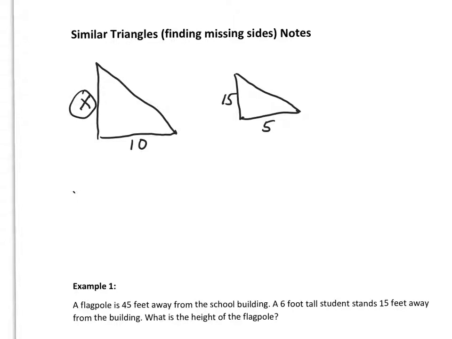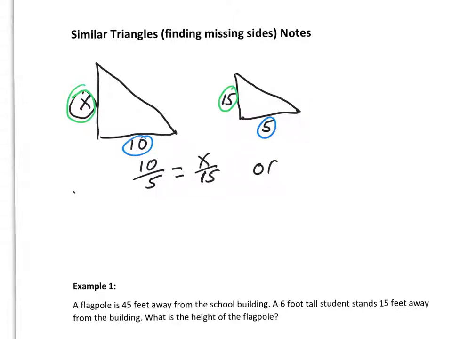So what I would do is set up a proportion, because remember, to be similar, you have to have the same shape and the side lengths have to be proportional. So we could do 10 over 5, because these two match. The 10 matches with the 5, and then the missing side, which is the x, matches with the 15. So 10 goes with 5. We can do 10 over 5 is equal to x over 15.